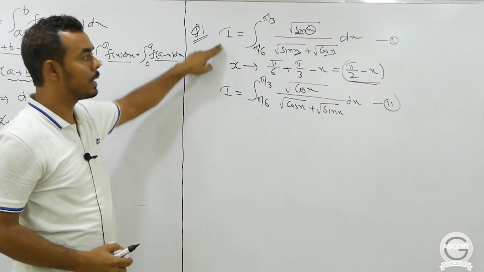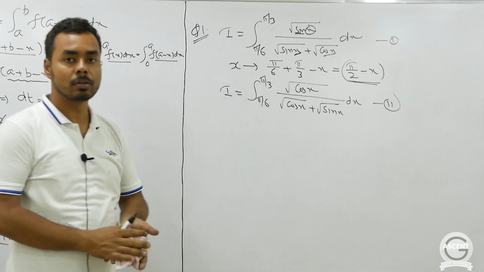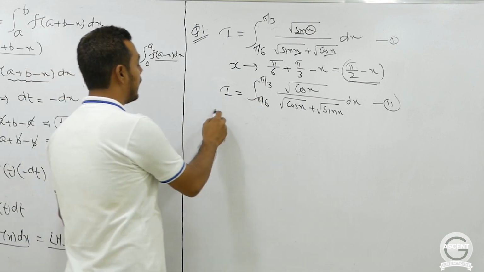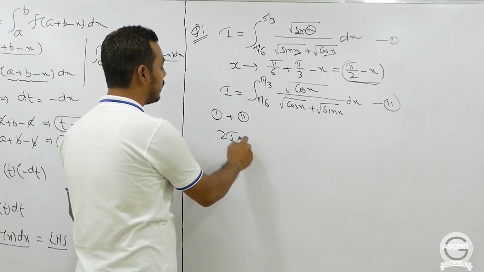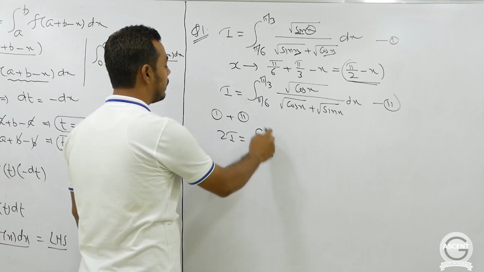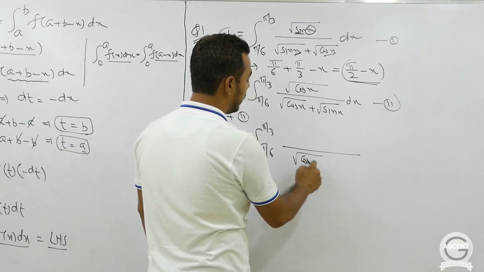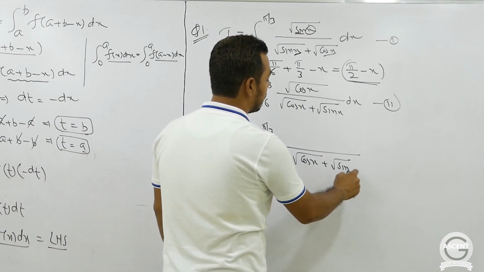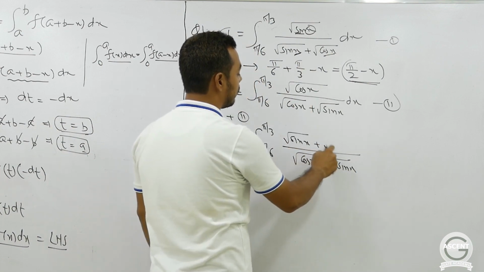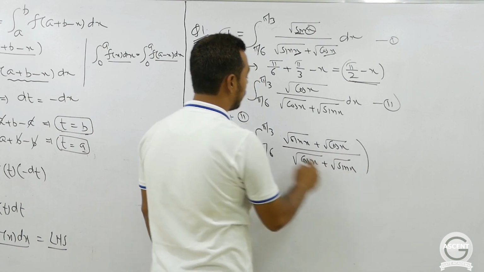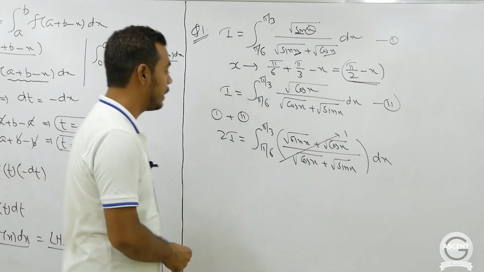These two integrals are exactly the same, and you can see that they have the same denominator, root sin x plus root cos x. So if I add these two, then this will give us 2I equals integration pi by 6 to pi by 3. This root cos plus root sin can be taken as LCM. So from here you will get root sin x, and from the second equation you will get root cos x dx. These two will cancel, you will get 1 here.